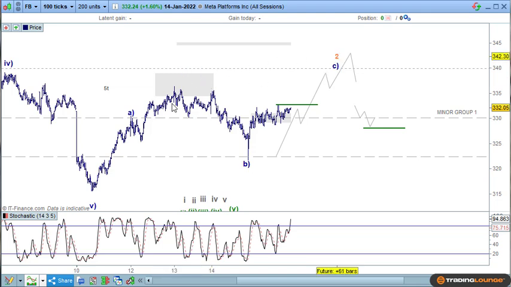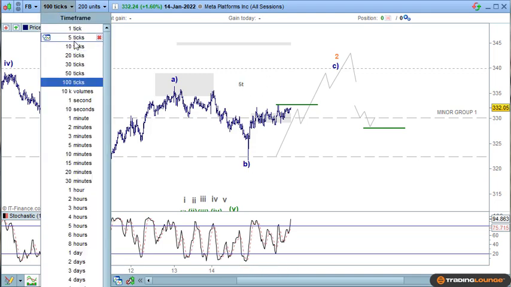But just to offset that and counteract that, if this number here becomes the retested resistance, then you can be on the short side. So that kind of keeps us safe at that point. I'm going to go to the 5-tick chart here because I've got that there and I need to check on what that is.